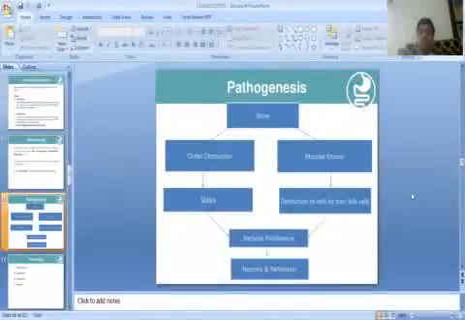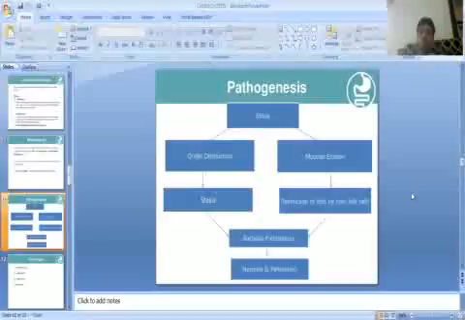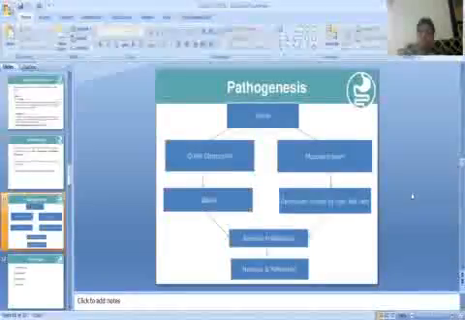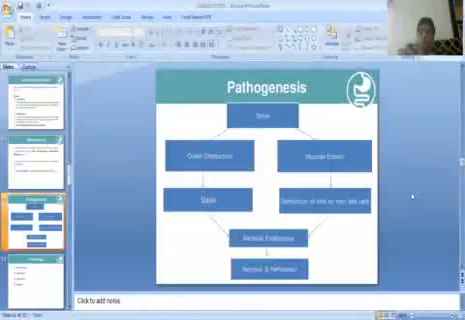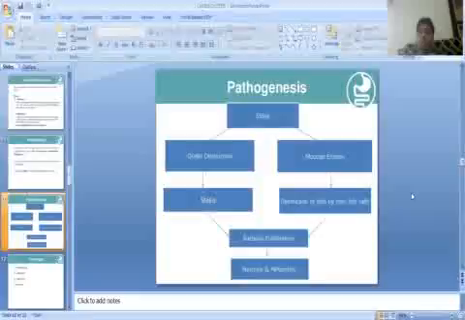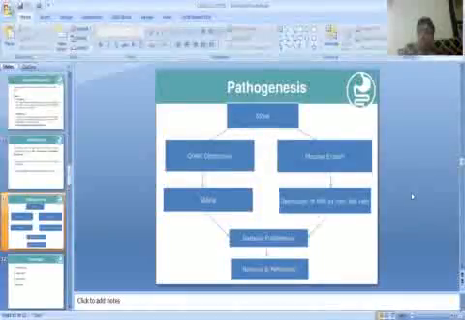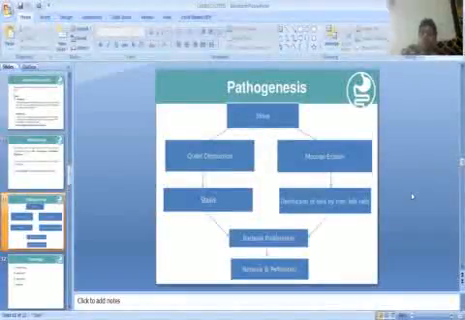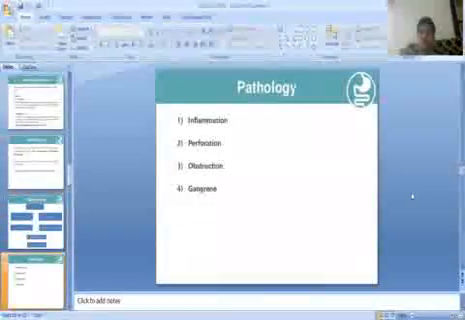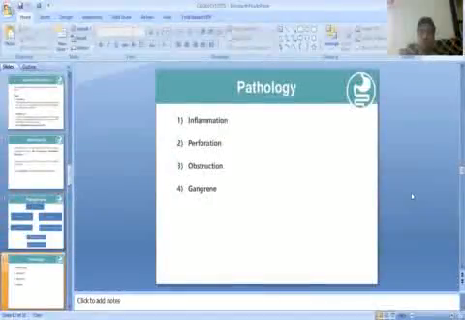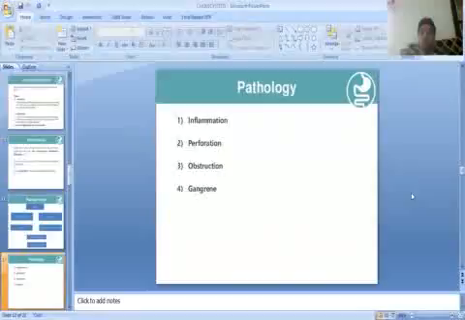Pathogenesis. First, stone, outlet obstruction, mucosal erosion. Outlet obstruction, then stasis; stasis, then bacterial proliferation, then necrosis and perforation. Stones: first mucosal erosion, then destruction of cells by toxic bile, then bacterial proliferation, necrosis and perforation. This is the pathology of cholecystitis: first inflammation, perforation, obstruction, gangrene.